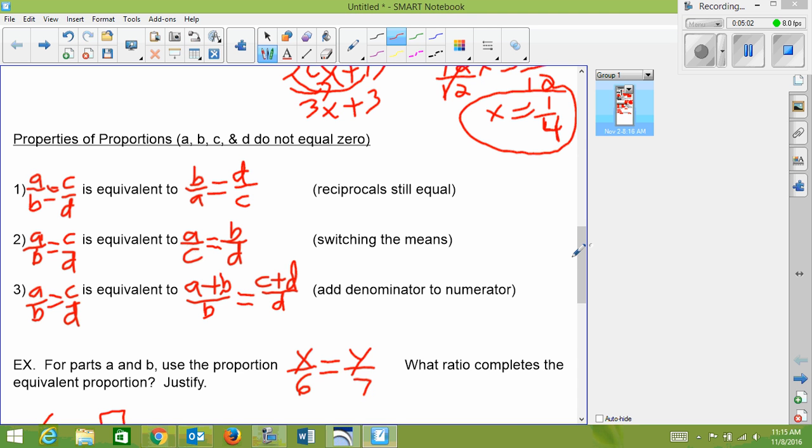A over B equals C over D is equivalent to A over C equals B over D. So what did I do there? I switched the means around. I put the C where the B was and the B where the C was. They're still going to equal each other.